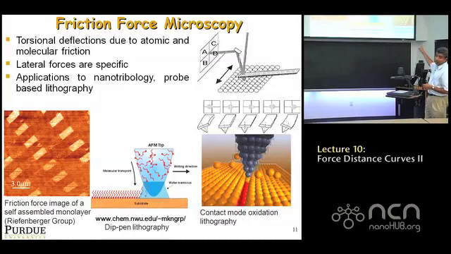You can also, while you're in contact, apply a voltage, and you can use this liquid meniscus that develops. If you have a liquid meniscus and you apply a voltage, you basically have an electrochemical cell. You have electrochemistry happening in a very small, tiny, confined volume. And electrochemistry can be used to modify the chemical composition of the parts of the sample that you write on.